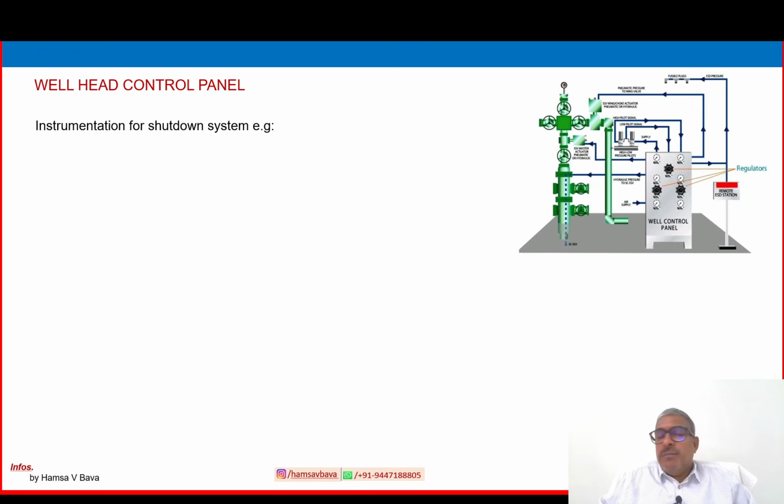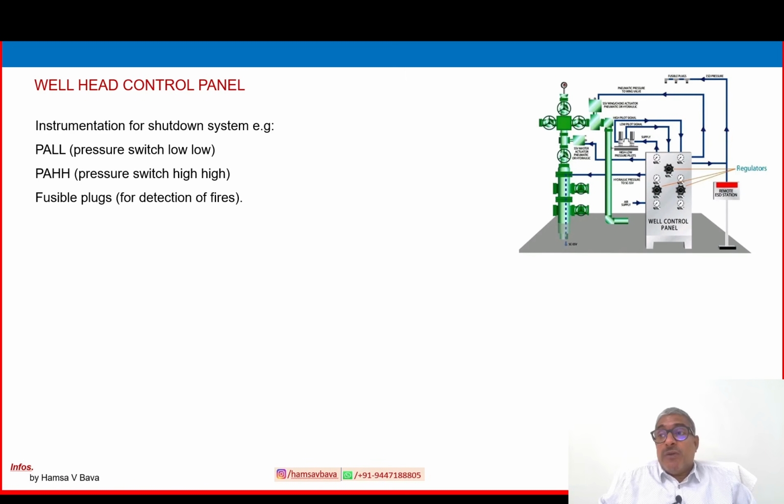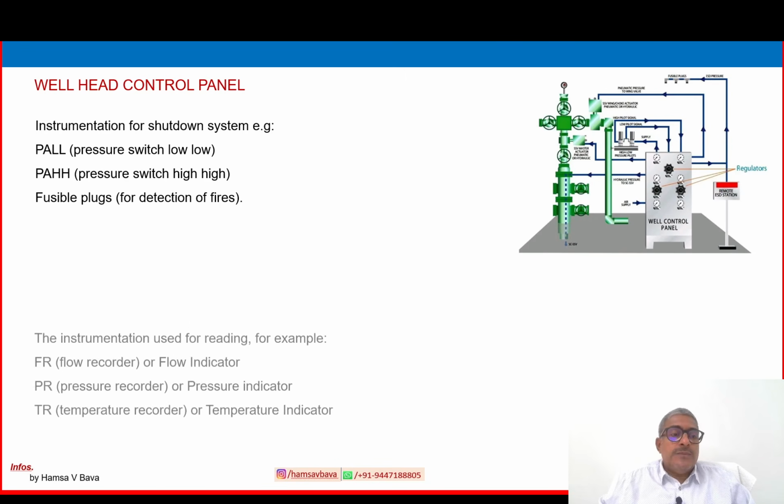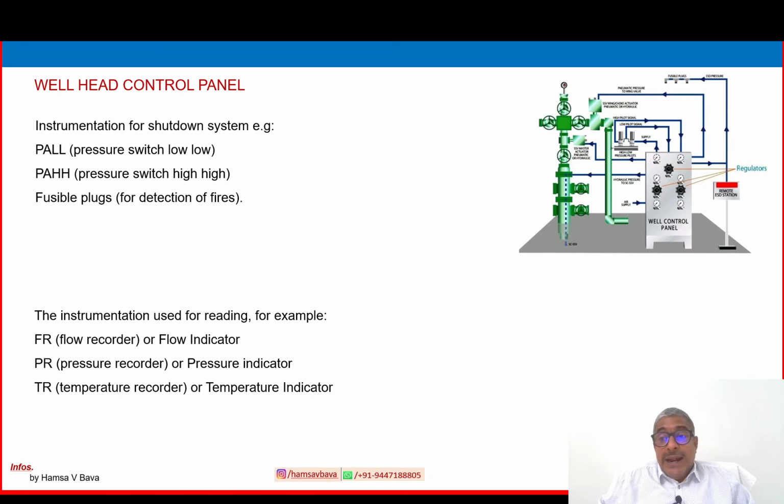Instrumentation shutdown system examples: pressure alarm low or pressure switch low, pressure alarm high or pressure switch high, or even a temperature switch we can provide. Some of the wells provide a temperature switch as well, temperature alarm high or temperature switch high high, and a fusible plug for detection of fire. The instrumentation used for reading, monitoring or detection: flow recorder or indicator, pressure recorder or indicator, or temperature recorder. Flow, pressure, temperature, all these three parameters are very important.